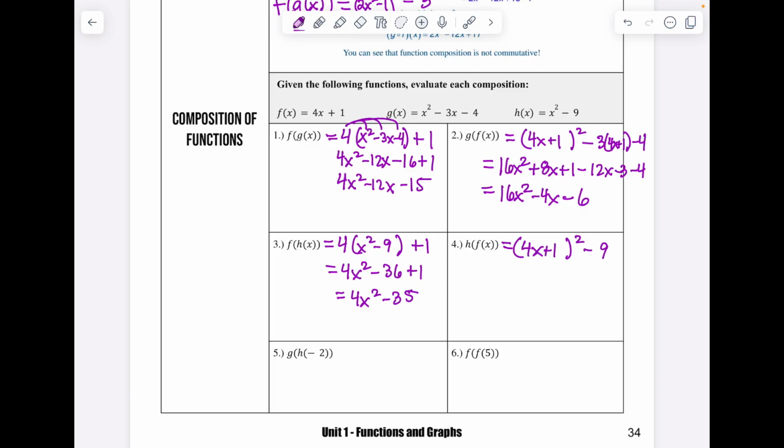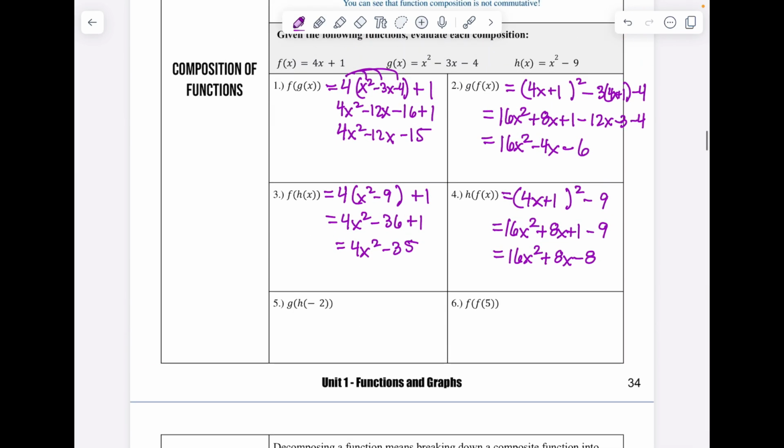And then I simplify. So again, we've got the binomial squared, so we'll get 16x squared plus 8x plus 1 minus 9. And so if we combine like terms, we get 16x squared plus 8x minus 8.